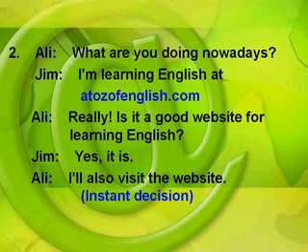So for an instant decision, we use will. Ali did not know about atcfenglish.com before meeting Jim, and did not know that Jim was learning English. So Ali decides to visit the website, and this decision is an instant decision. He did not decide to visit the website before the time of speaking. So that's why it's an instant decision, and for an instant decision we use will.